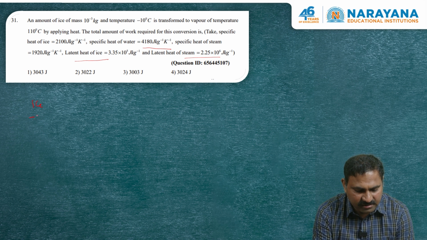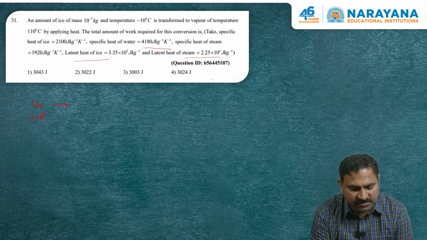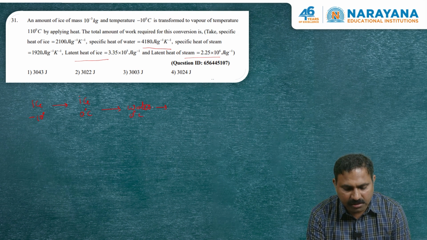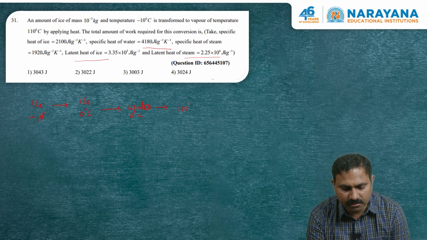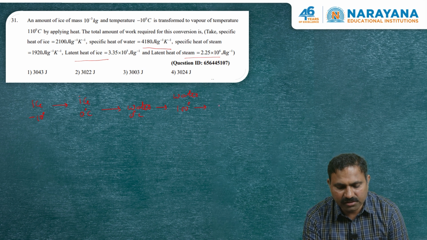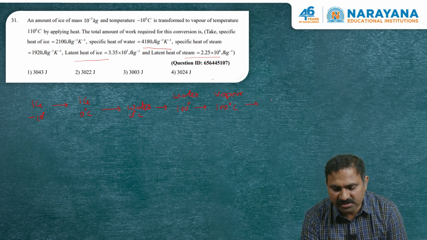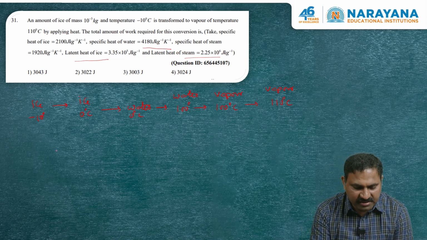Initially ice is at minus 10 degrees centigrade. Now we need to convert ice from minus 10 to 0 degree centigrade. Again 0 degree centigrade ice to be converted into water, water of 0 degree centigrade. 0 degree centigrade water should be converted into 100 degree centigrade water. Now 100 degree centigrade water should be converted into vapor at the same temperature 100 degree centigrade. Again this vapor should be raised to temperature of 110 degree centigrade. So these are all the many phases.